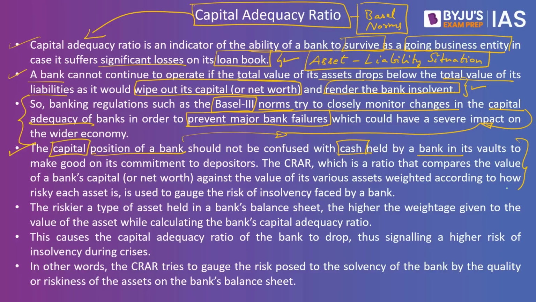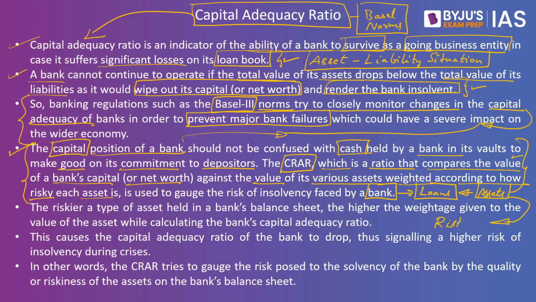The liquid cash held by the bank is, of course, essential to meet the demand made by the depositors on time. But CRAR, capital to risk weighted assets ratio, is a much more comprehensive indicator, as it compares the value of a bank's capital or net worth against the value of its various assets weighted according to how risky each asset is. So, from a bank's perspective, the loans that it has given out act as assets as it fetches revenue to the bank, but the risk associated with loans depends on the borrower and also on the financial situation. This risk factor will not be constant, it keeps varying with time and with the financial situation, and hence these risks are computed with regard to the assets of the bank, and this in comparison with its liability gives us an estimate of the bank's capital adequacy ratio.